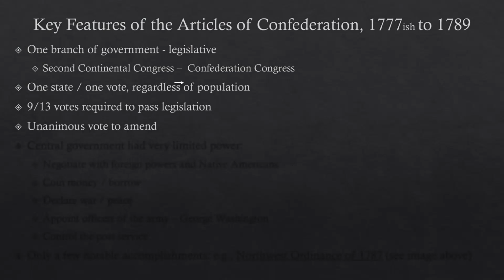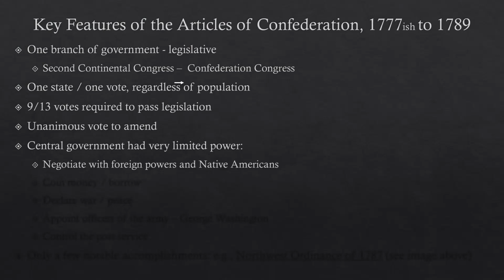You cannot change the Articles of Confederation unless all 13 states agreed. A unanimous vote was required to change anything about it. The legislature that it formed, the Confederation Congress, had very limited power. It could negotiate with foreign powers and Native Americans. Now, that would have been essential because we are in the middle of a war.